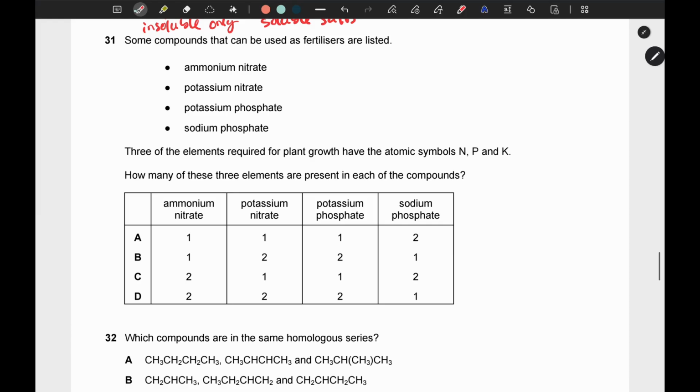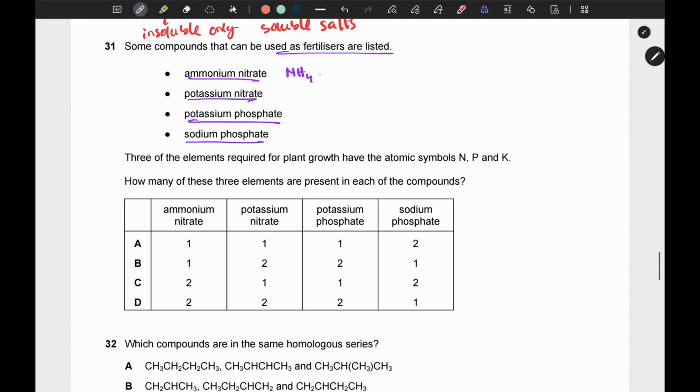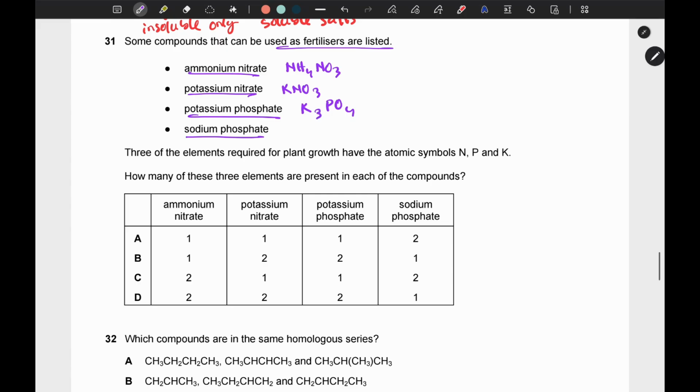Number 31. Some compounds that can be used as fertilizers are listed: ammonium nitrate, potassium phosphate, and sodium nitrate. If we write down the formulas for all of them: NH4NO3, KNO3, K2 phosphate, so PO4, K3PO4, phosphate is 3, and then sodium phosphate, Na3PO4. So now let's look at how many of these elements are present in each of the compounds.